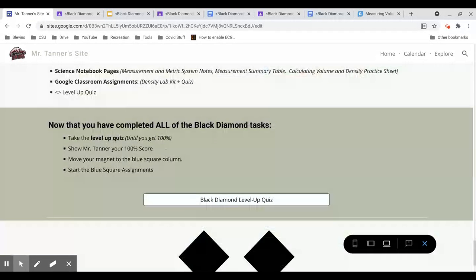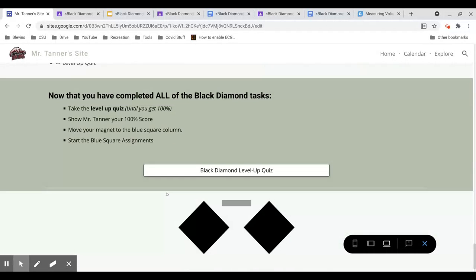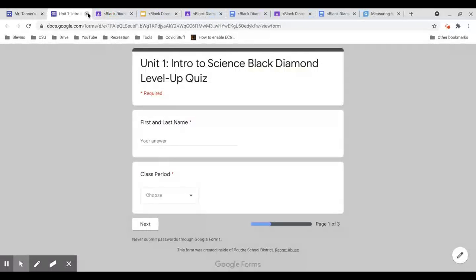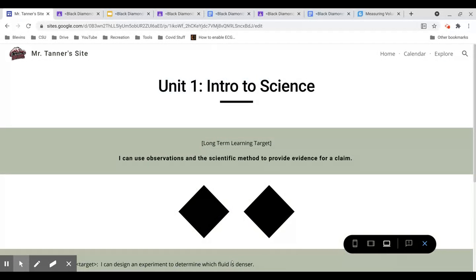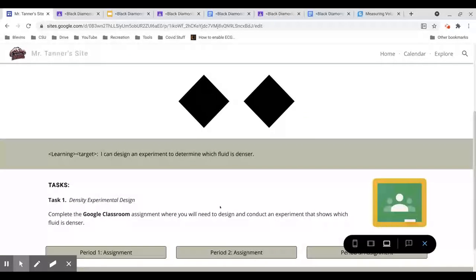And then finally, the level up quiz for the Black Diamond section. This button will take you to the quiz. Just like the other two sections, you need to score a 100%. Once you've done that, you can go to the double Black Diamond section.